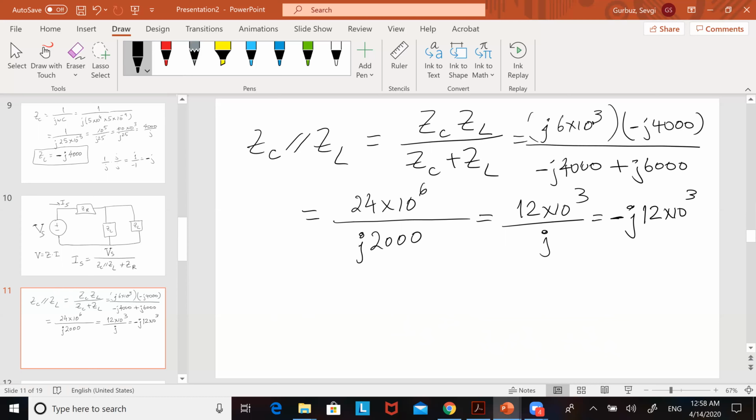And now we can substitute into the overall expression. So first we substitute the value of our voltage phasor, which we found was 15 e to the minus j 30 degrees. And we're dividing that by the sum of the resistance, which was 10 to the 3, plus this parallel combination, which we've now found to be minus j12 times 10 to the 3.